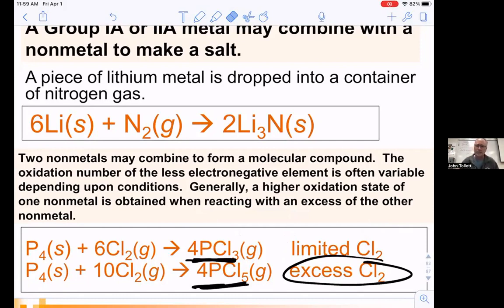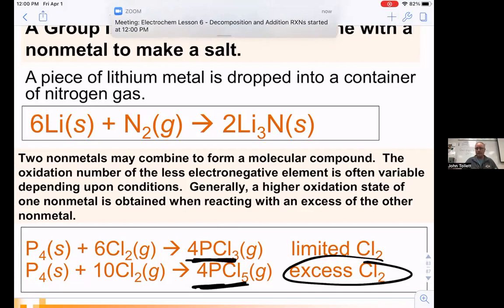Another one that you'll see this happen with is sulfur. Sulfur is typically S8, and sulfur can form bonds with just 2 things.